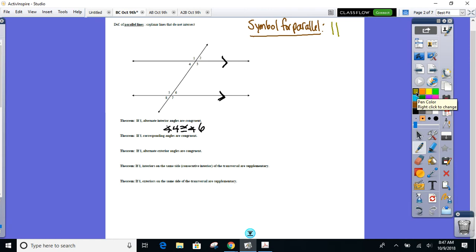Corresponding angles are also congruent if the lines are parallel. Name one pair of corresponding angles in that diagram. 1 and 5 are congruent. And also 3 other pairs are. Alternate exterior angles are congruent. Name a pair that are congruent now. Alternate exterior. 1 and 7.